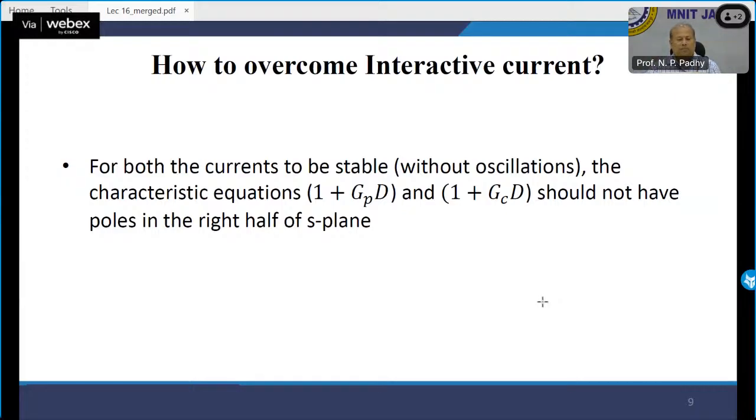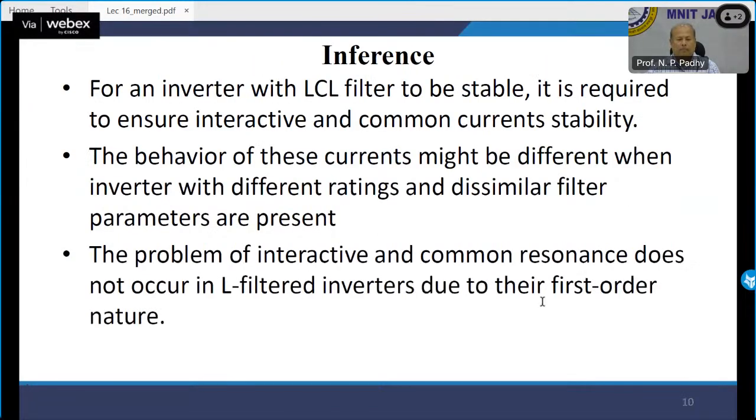For both the currents to be stable without oscillation, the characteristic equations 1 plus GPD and 1 plus GCD should not have poles in the right half of the S-plane. Now, for an inverter with the LCL filter to be stable, it is required to ensure interactive and common current stability. The behavior of these currents might be different when inverters with different ratings and dissimilar filter parameters are present. The problem of interactive and common resonance does not occur in L filter inverters due to their first order nature.